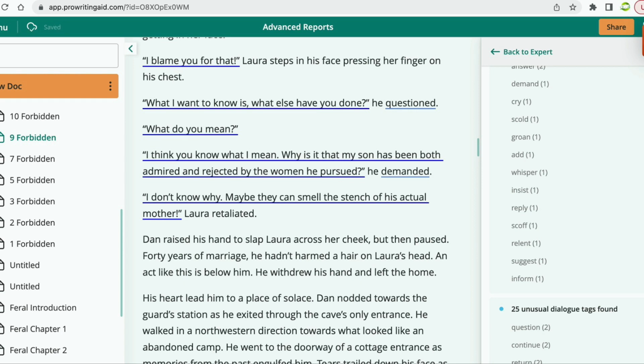Okay, pressing his finger on her chest. Here's another one. Questioned. What I want to know is, what else have you done? Ooh, what else has she done?